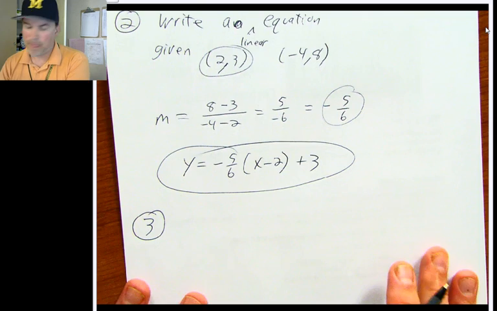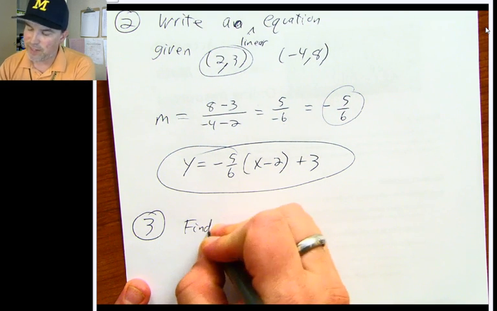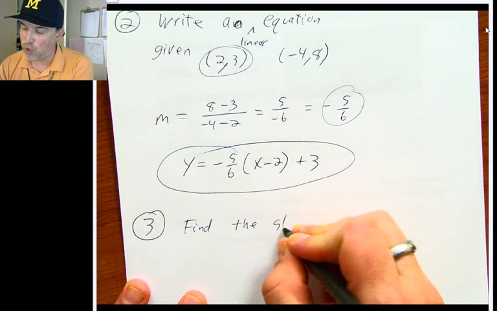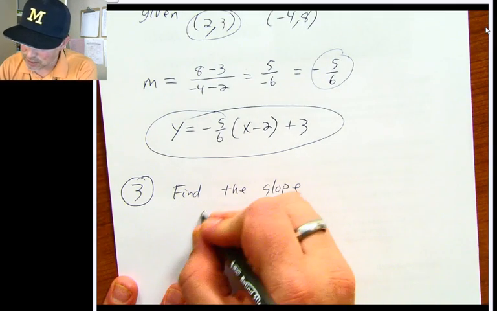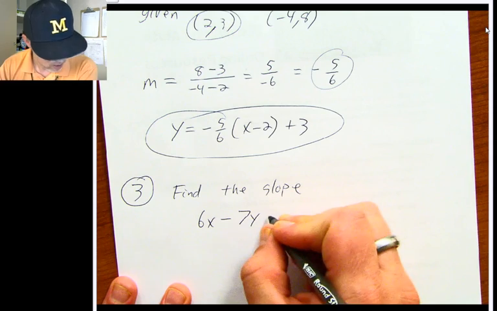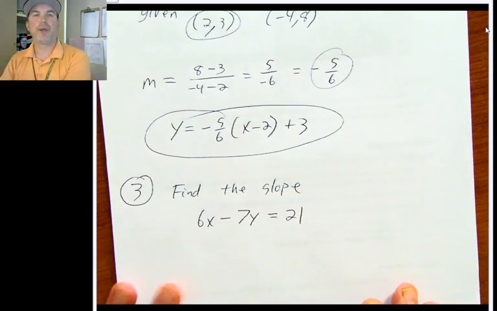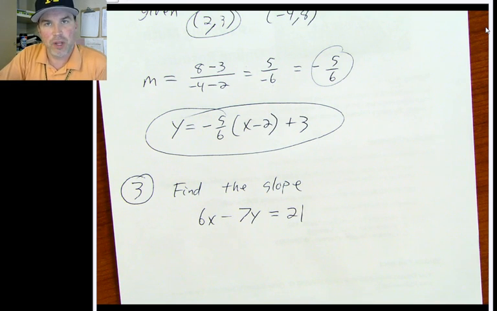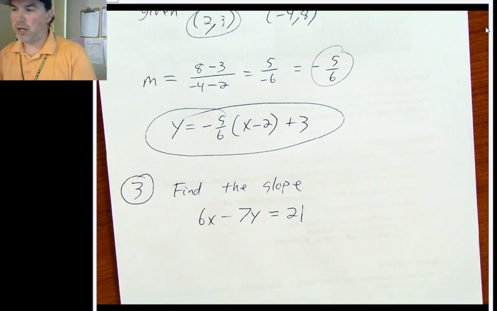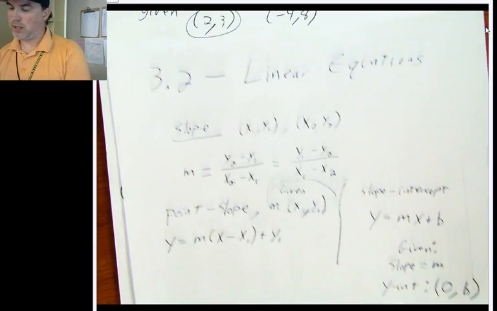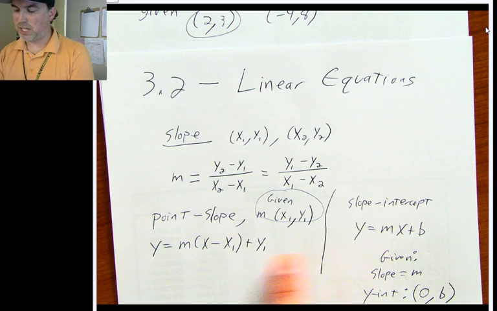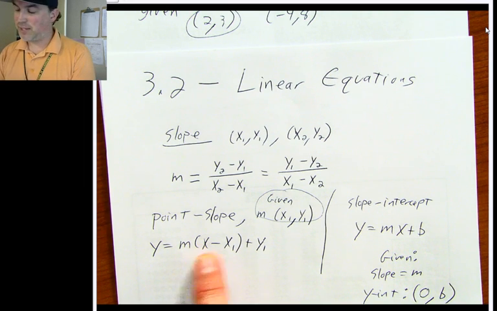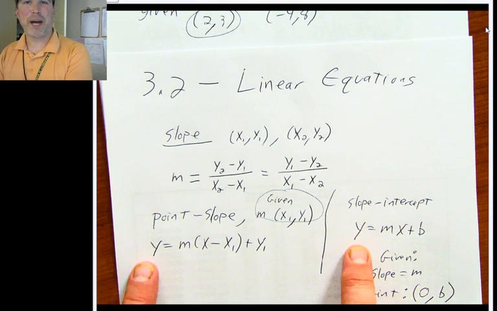Example number 3. Let's find the slope of an equation. So if they tell us that the equation is 6x minus 7y equals 21, how do we go about finding the slope of this? Well, if we look back at our equations, whether you're in point-slope or slope-intercept, the slope, the m, is pretty much whatever's hanging out with the x when y is solved by itself.